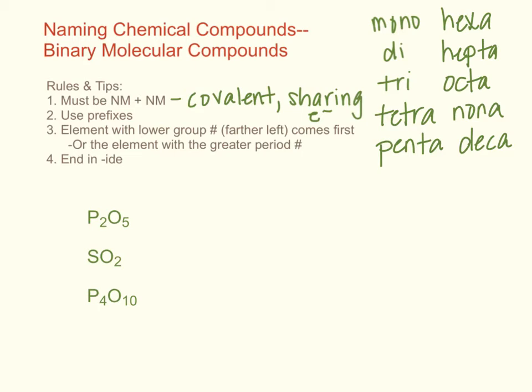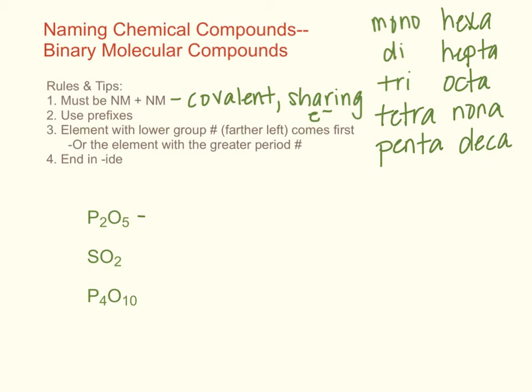If the elements are in the same group, then it's the one with the greater period number, or the one that is farther down in that group, the one that's farther down in the periodic table, that comes first. And then our compound is going to end in "ide." So let's look at P2O5.